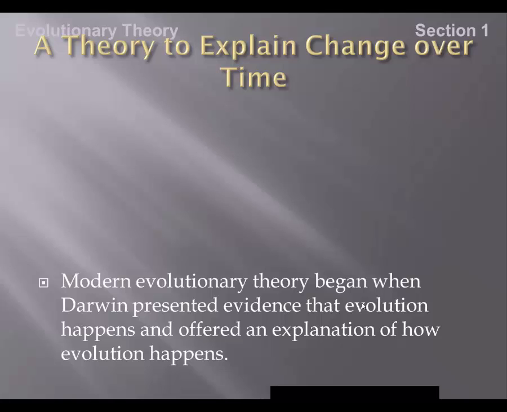Modern evolutionary theory began when Darwin presented evidence that evolution happens and offered an explanation for how evolution happens. So it took two steps here. It took him presenting his evidence that evolution happens, and then he had to offer an explanation as to how it happened.